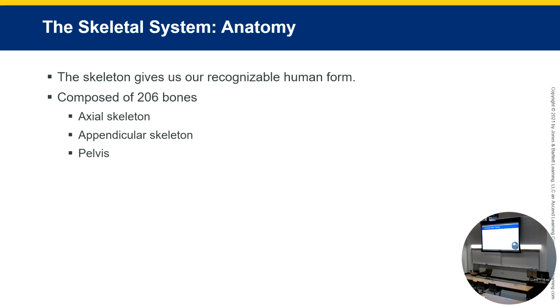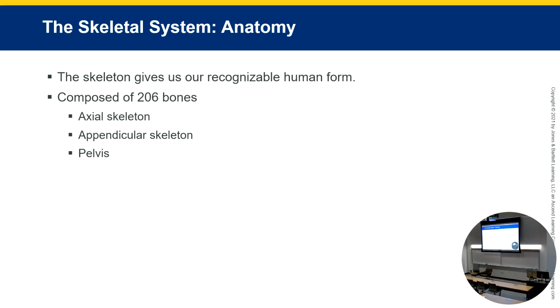The skeleton gives us our recognizable human form. An adult skeleton is composed of 206 bones. You can break it down into the axial skeleton, the appendicular skeleton, and then the pelvis. The axial skeleton references the skull, the vertebral column, and the thorax. Your appendicular is going to be your arms and legs.